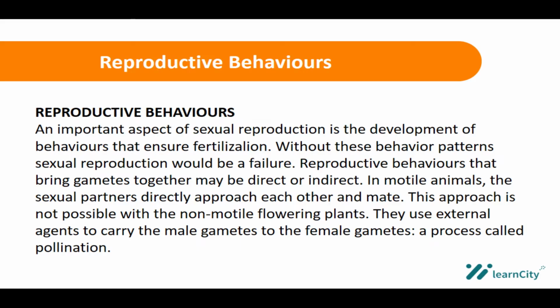An important aspect of sexual reproduction is the development of behaviors that ensure fertilization. Without these behavior patterns, sexual reproduction would be a failure. Reproductive behaviors that bring gametes together could be either direct or indirect. In motile animals, animals that can move, sexual partners directly approach each other and mate, and the gametes can come together that way.